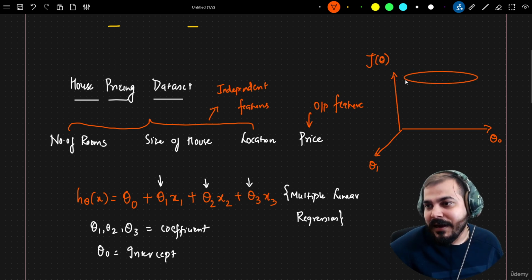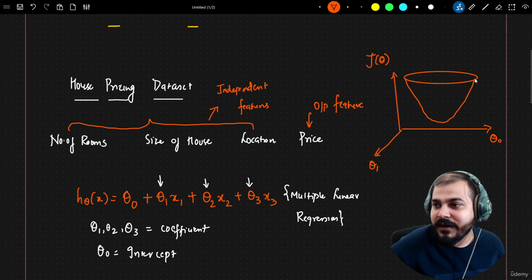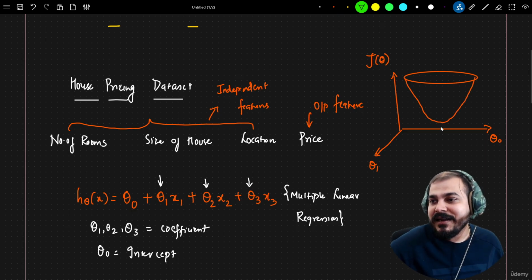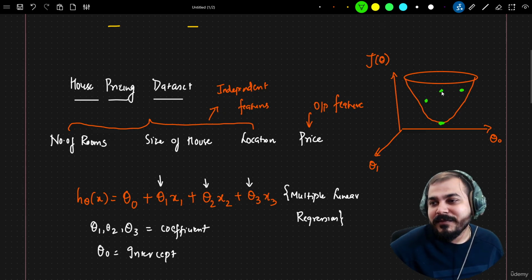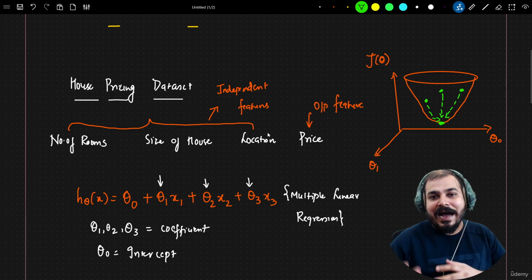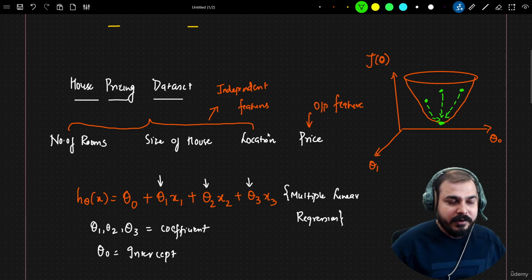Here you will be seeing something like this, and our aim is to basically come over here. So theta 0 can start from this point, theta 1 can start from this point, and if you are using theta 2 or theta 3, it can probably start from this point. But everybody's aim is basically to converge to this global minima. So this is how we basically solve multiple linear regression.